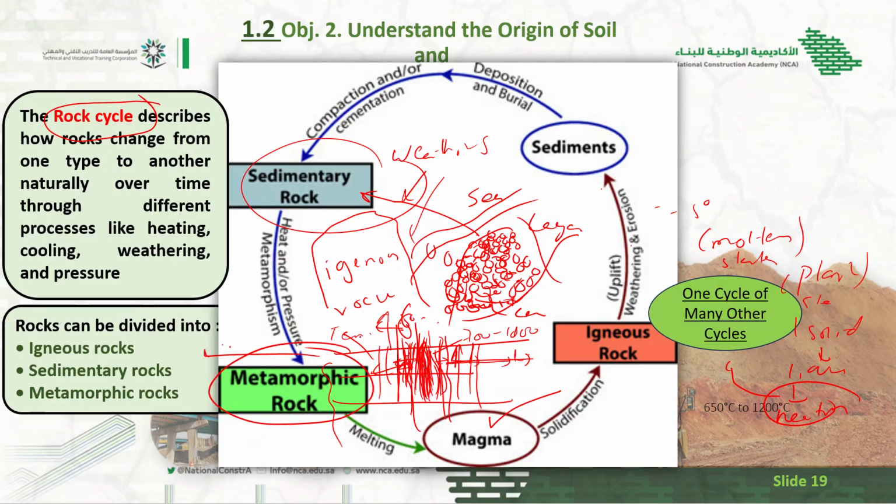Metamorphic rocks. Again, if the metamorphic rock is subjected to a very high temperature, it is converted from solid to liquid, which is called what? Melting. So it will make again what? Magma.